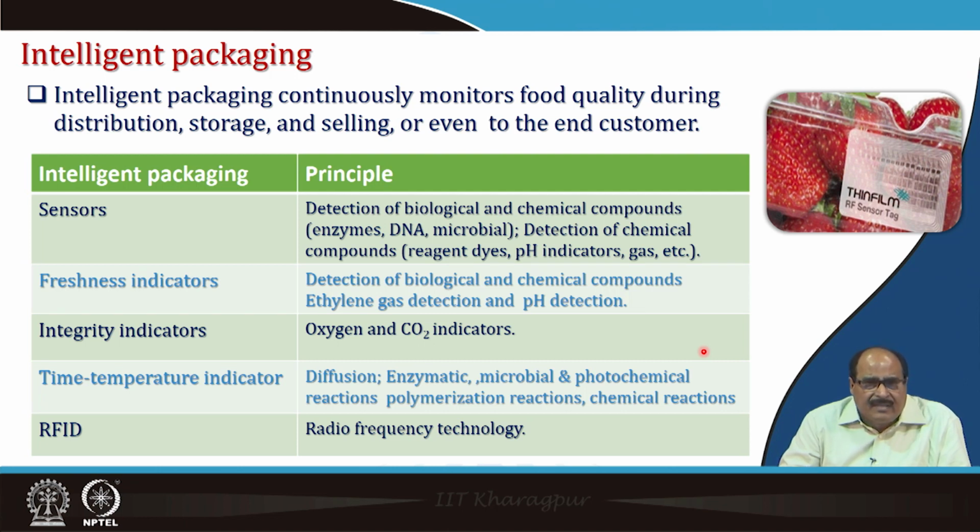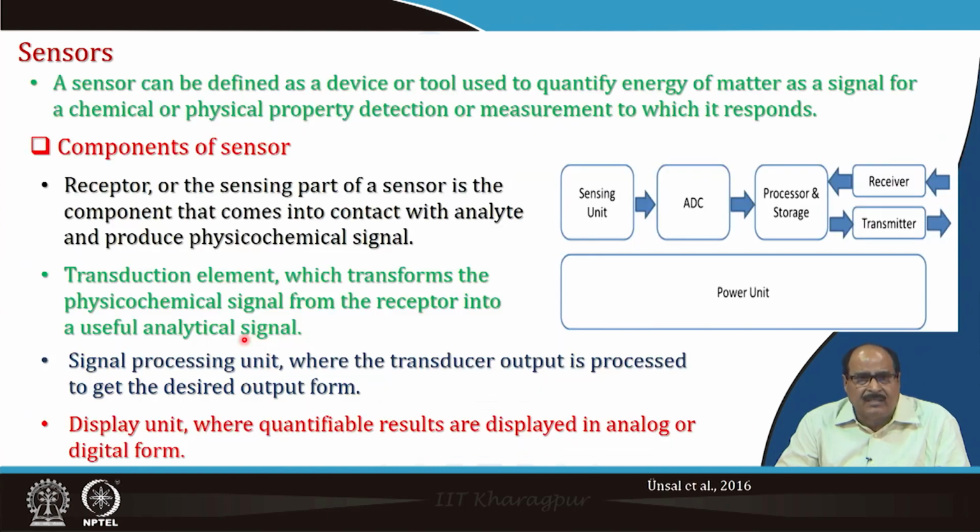or integrity detectors, that is the oxygen and CO2 indicators, leak indicators, etc., time temperature indicators which work on diffusion, or enzymatic, microbial, photochemical principles, or RFID, radio frequency technology, which is used for the tagging of the material. RFID tags are used to trace the product during its communication when it is being transported, shipped, etc. So, these various devices are used in the intelligent packaging system. Okay. The sensors, first let us discuss.